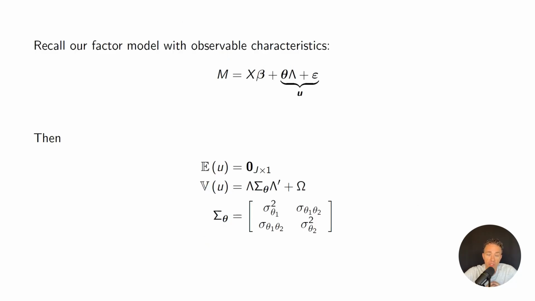So if we put these assumptions together, we can just say that the overall mean of the entire error term, this composite error term, is 0 for every single measurement that we have. And the variance is going to be the variance of theta lambda plus the variance of epsilon. And we've also assumed that there's no covariance between these. That wasn't explicit in the previous screen, but that's explicit here. So there's no covariance between those.